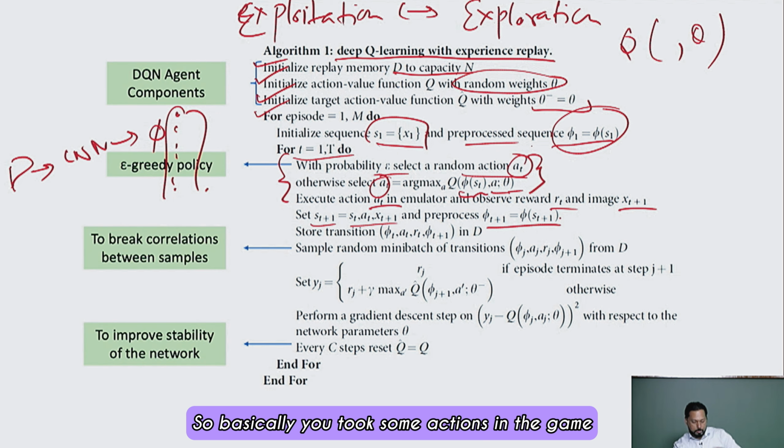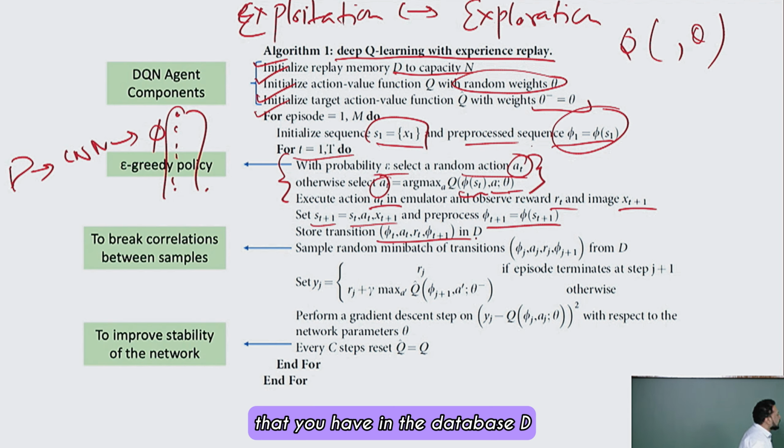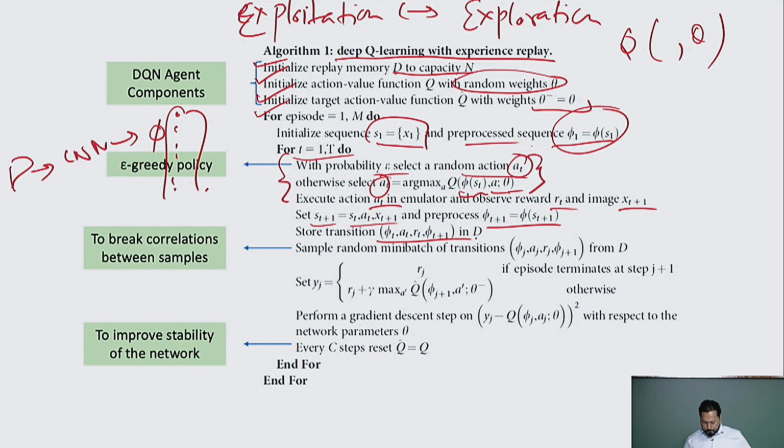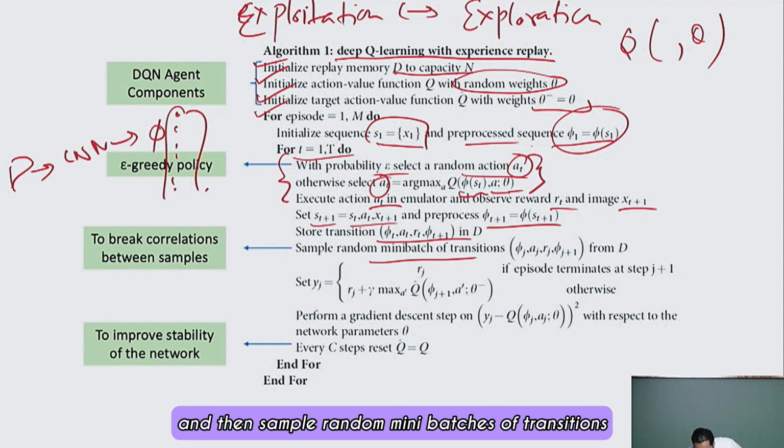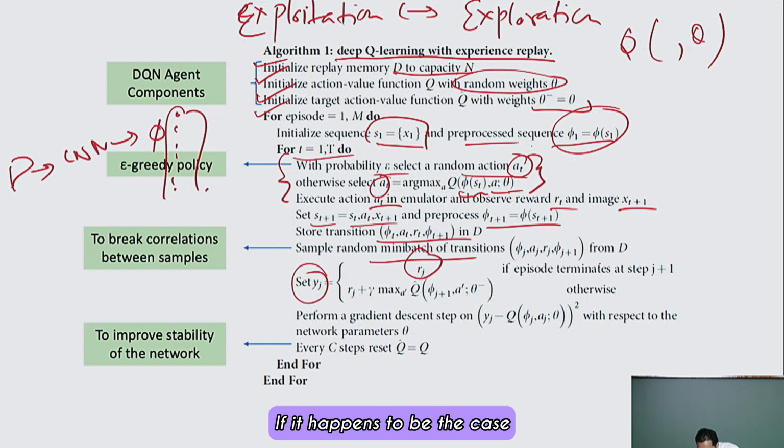So basically you took some action in the Atari game. Maybe the ball bounced off, and that's your new image. Then you extract the features, and you store this transition in the database D. So the new features from phi_t to phi_{t+1} go into the database, and then you sample random mini-batches of transitions from the database. Now you have the database, you sample from there, and then you set your target, which is y_j, the label, to be r_j if it happens to be the terminal step. That's just some terminal reward r_j.